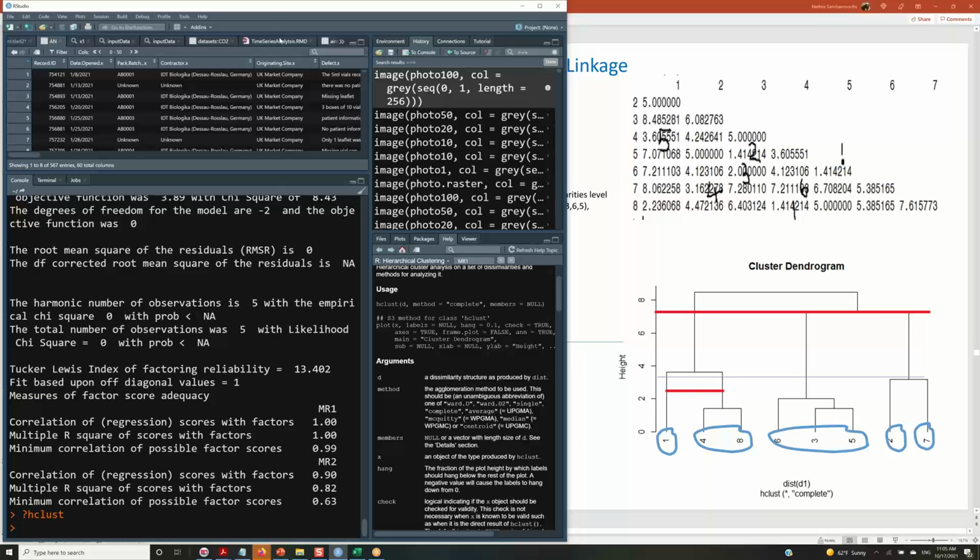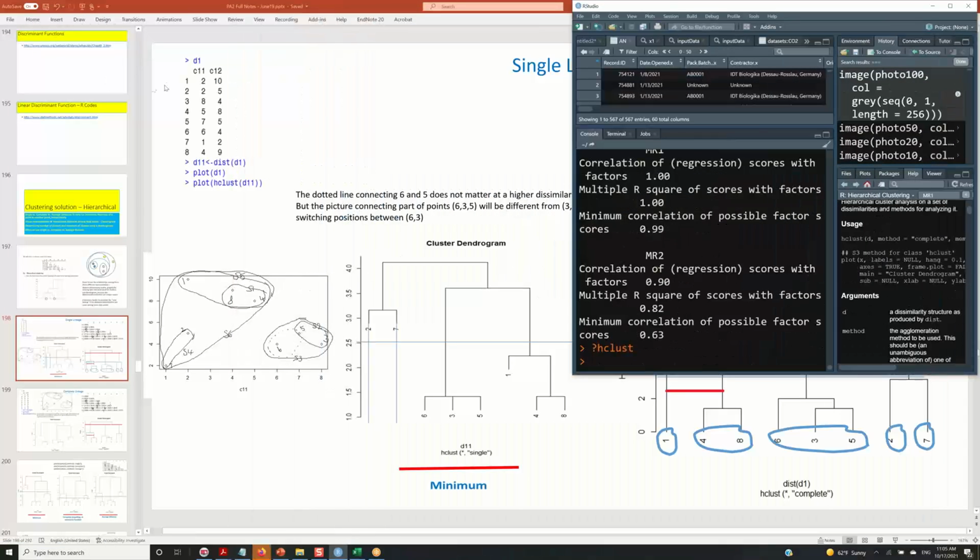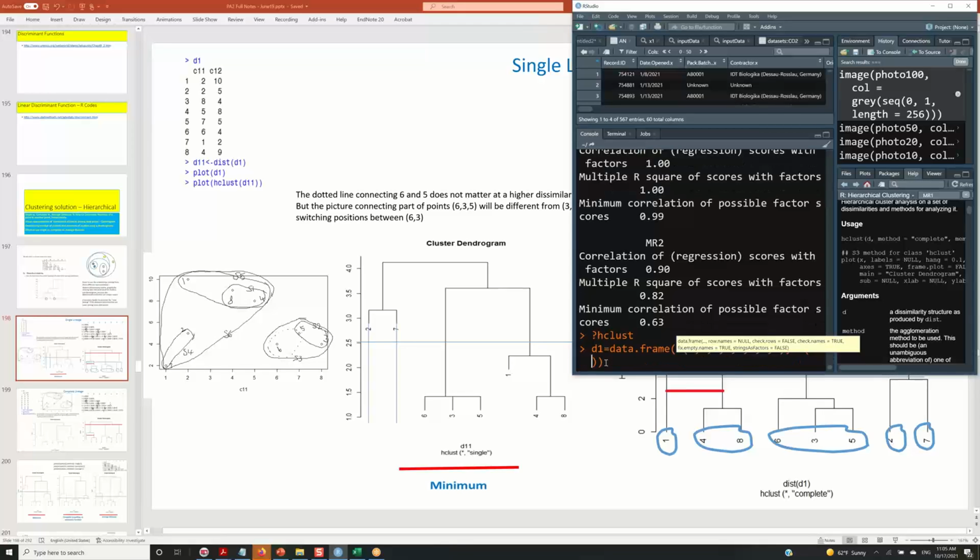So here we have, let me go back to this one. Okay. D is equal to D1. Let me put it in a data frame: one column is c(2, 2, 8, 5, 7, 6, 1, 4), and then another column is c(10, 5, 4, 8, 5, 4, 2, 9).